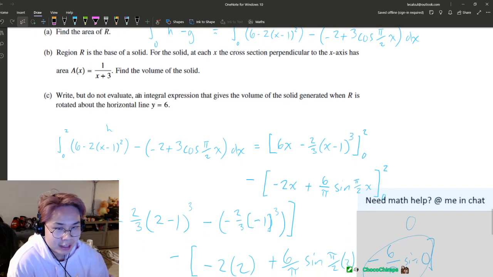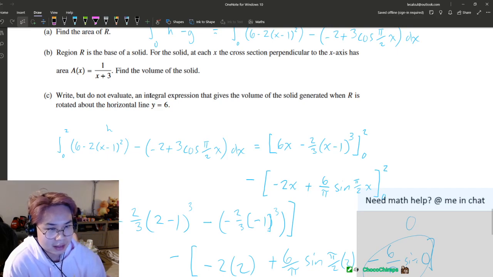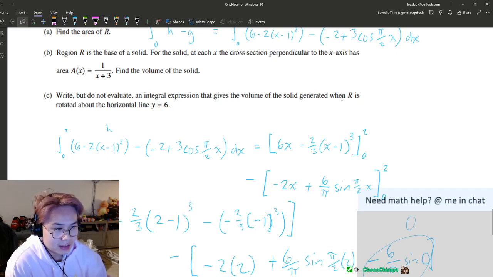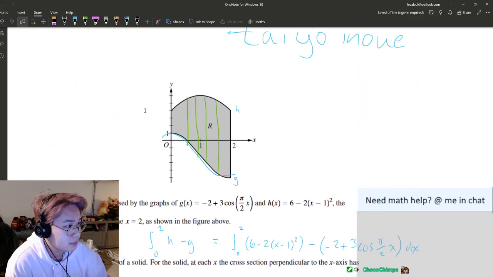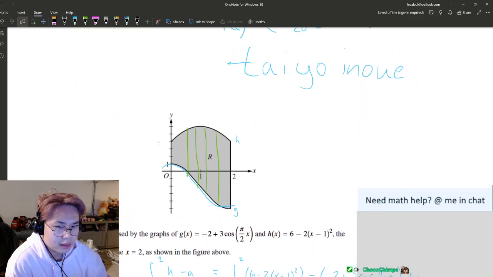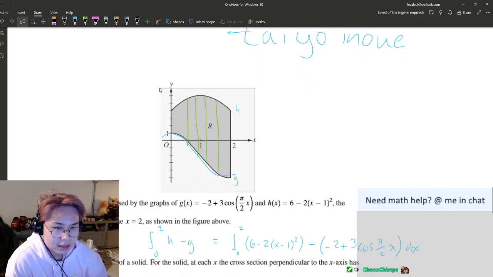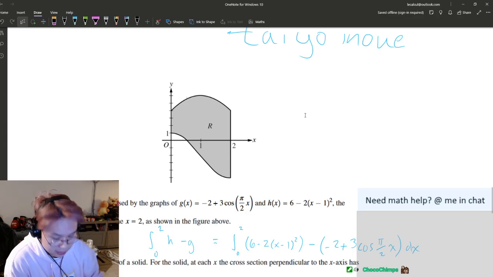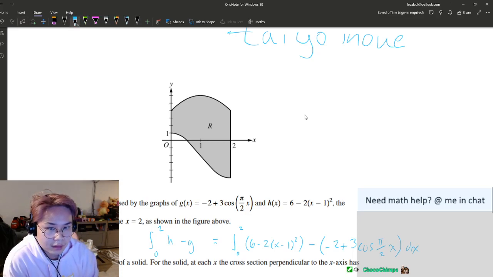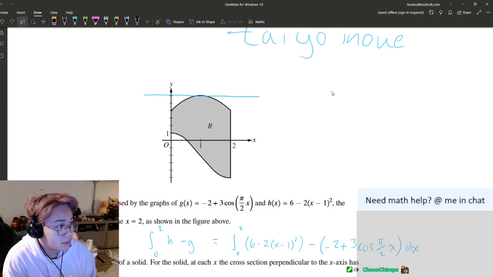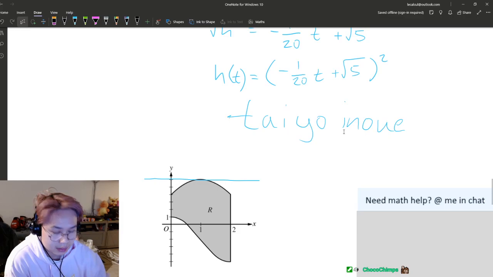Write, but do not evaluate the integral expression that gives the volume of the solid generated when R, the region, is rotated about the horizontal line y equals 6. Okay, so let me get rid of all this extra drawing. Where's 6? So we have 1, 2, 3, 4, 5, 6 right here. And then we rotate the shape around to make a 3D shape.